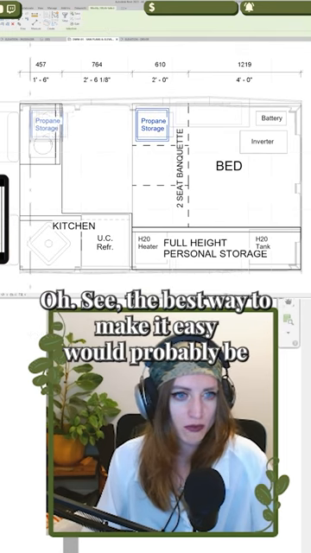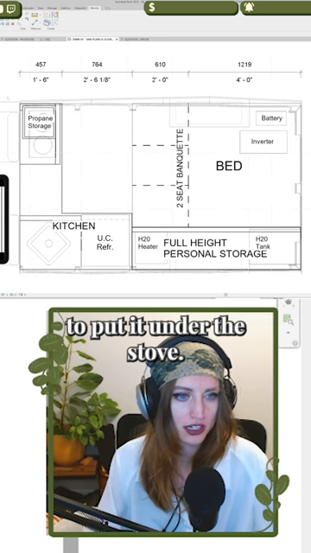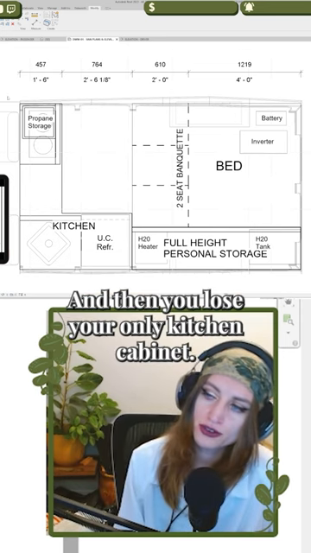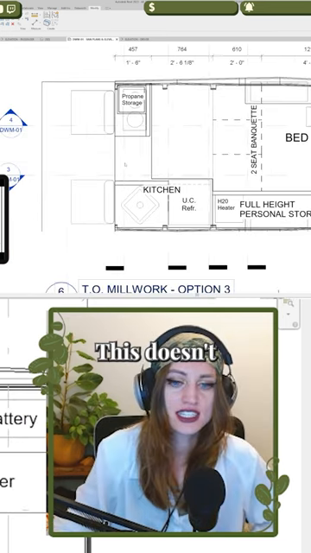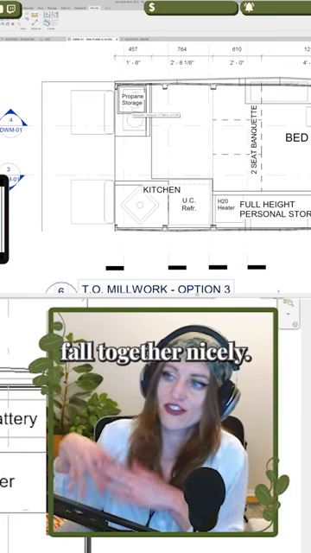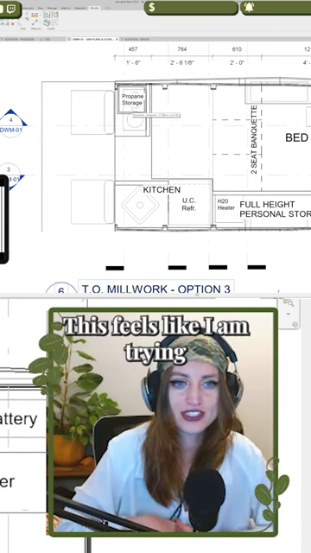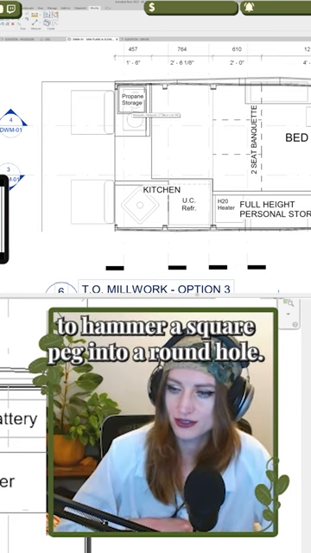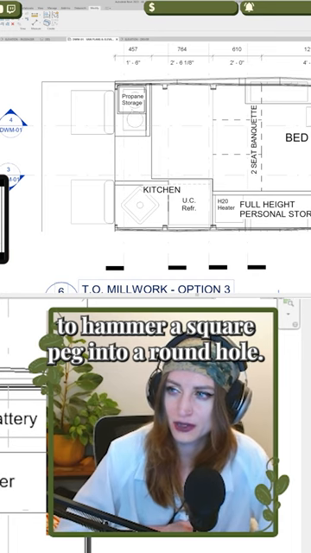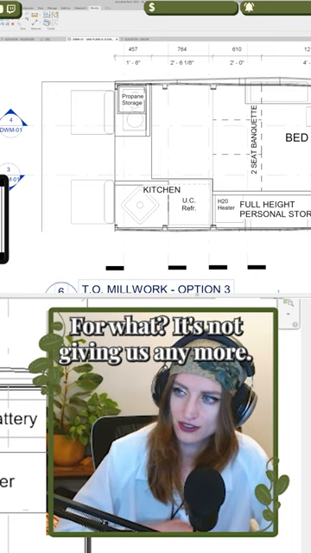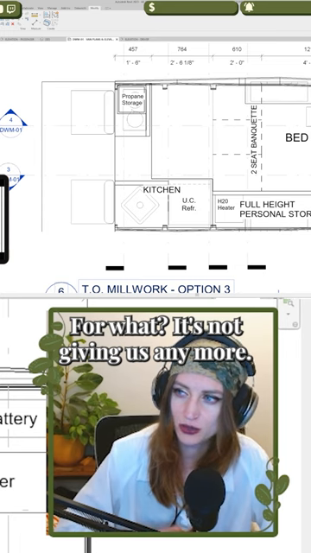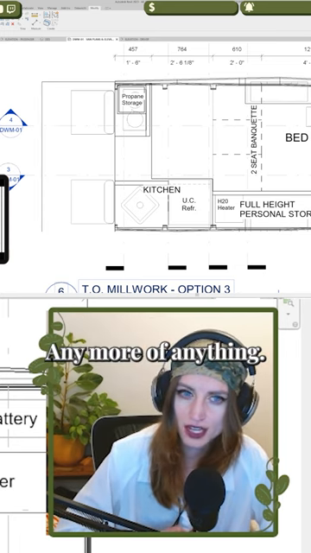Oh, see, the best way to make it easy would probably be to put it under the stove, and then you lose your only kitchen cabinet. This doesn't fall together nicely. This feels like I am trying to hammer a square peg into a round hole. For what? It's not giving us any more of anything.